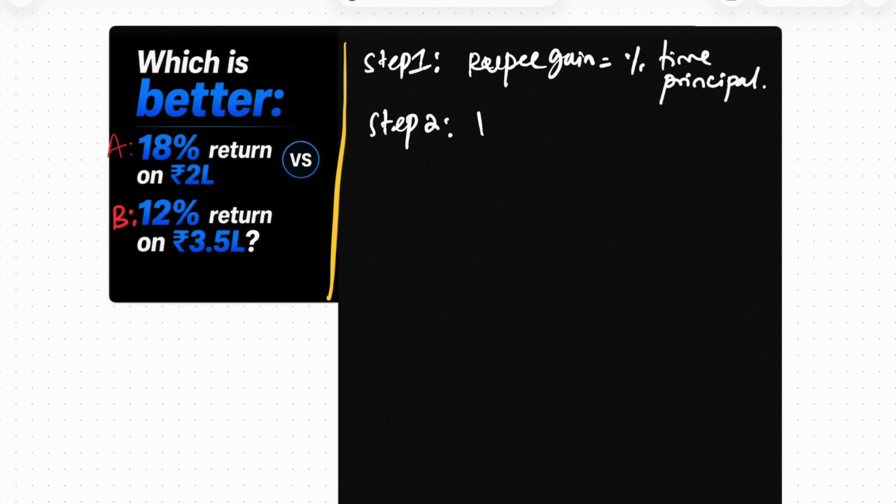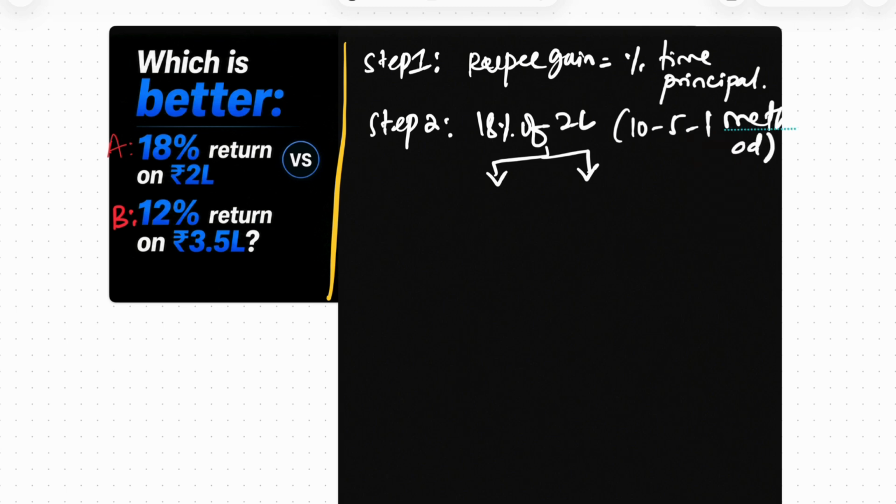Step two: 18% of 2 lakhs. You split this using the 10-5-1 method. What does that mean? The 10-5-1 method is a formula we use to calculate percentages. First you find 10%, 5% or 1% of a number, and then you can calculate anything in your head.